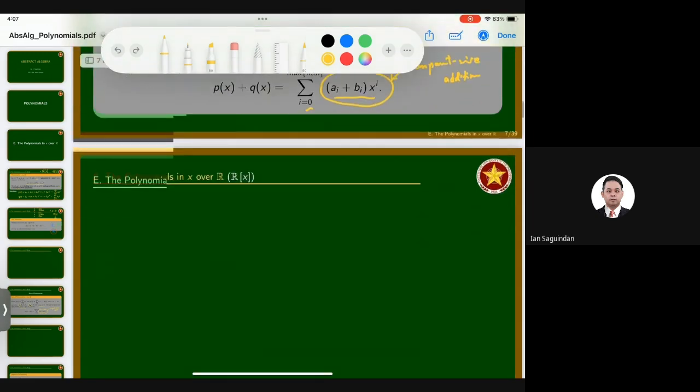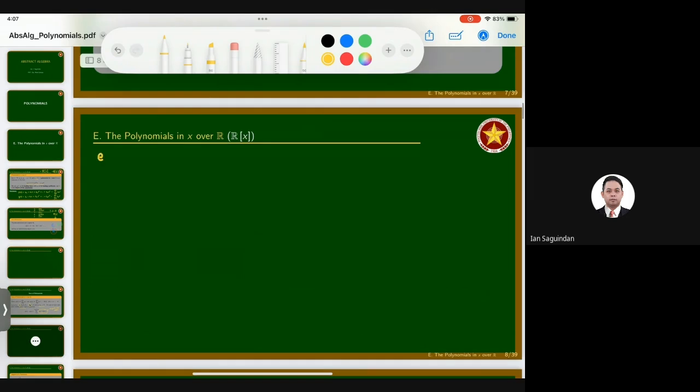Okay, for example, perhaps let us recall, we have the polynomial 1 plus 3x plus x squared. We know that this would be a polynomial. Then we declare another polynomial, say q of x. Say we have negative 3 plus 4x squared plus negative x cubed.